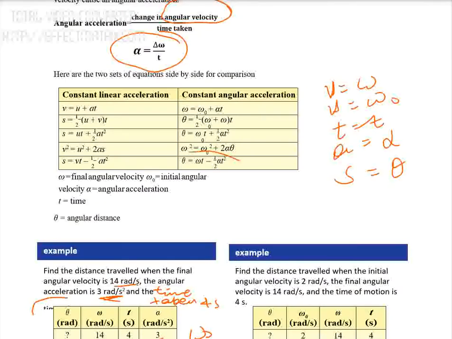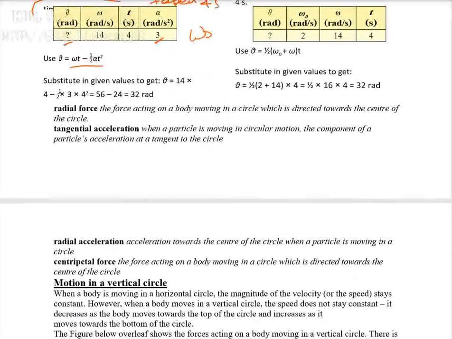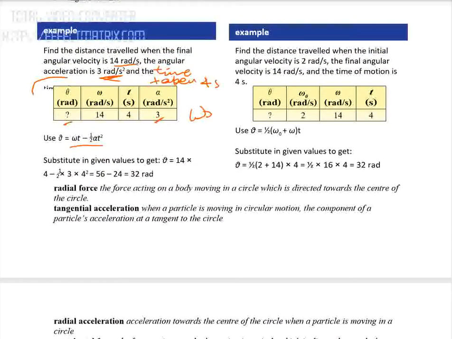This is the fifth equation, because the first one misses theta, the second one misses alpha, the third one misses omega, the fourth one misses time, and the fifth one misses omega naught. Therefore, each one has a missing variable, so you can use that. Finally, by substituting, you get 32 radians.